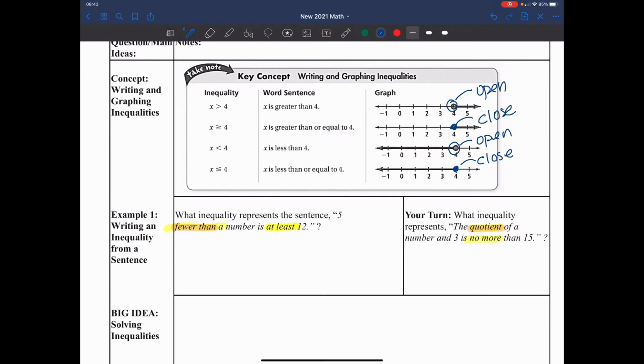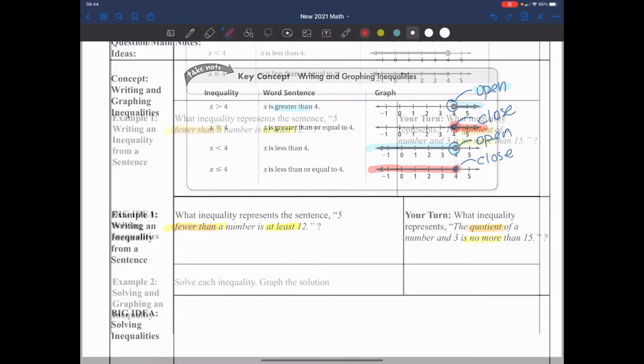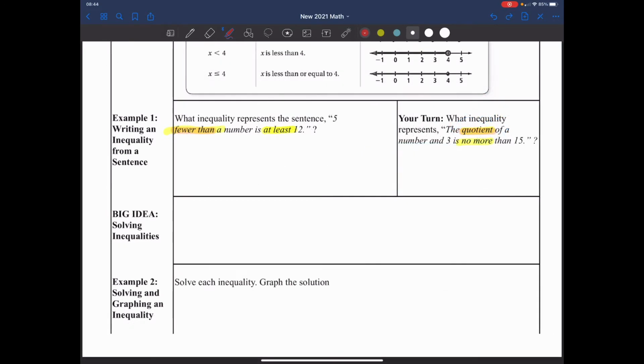So another thing I want to go over is, again, the direction that we shade. When it's greater than, you shade to the right, and it's open. When it's greater than or equal, you also shade to the right, but it's a solid dot. And then when it's less than, it's open and you shade to the left because that's negative. And then when it's less than or equal to, it's a solid dot and you also shade to the left because it's negative.